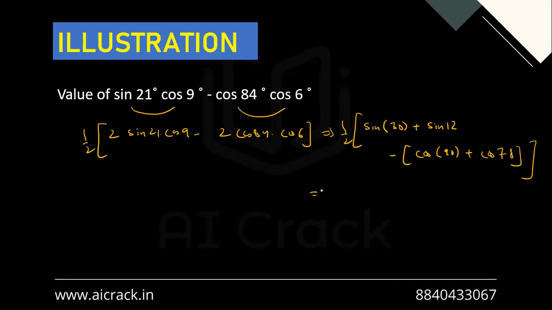Now we know that 78 is a complementary angle to 12, right? So basically cos of 78 is nothing but sine 12. So we'll be getting sine 30 over here, that is 1 by 2, minus cos 90 that is 0 over here. And these two get cancelled out. So 1 by 4 is the answer.